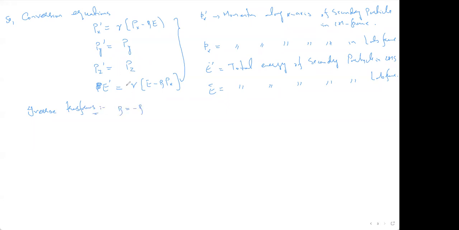Beta क्या है? This is nothing. Beta is your v by c. ये velocity है v by c. ठीक है? v by c. So replacing, जैसे हम वहाँ पे v to minus v करते हैं. So then what will be the conversion equation?